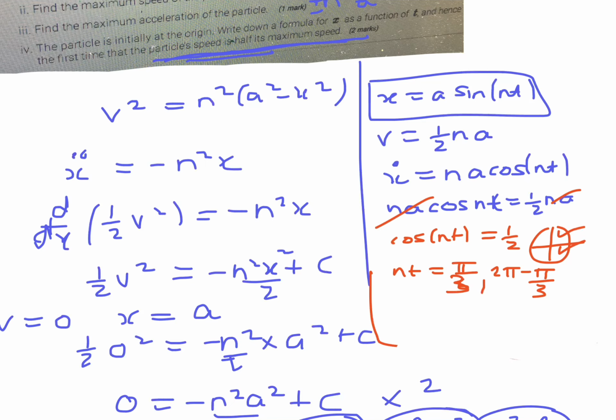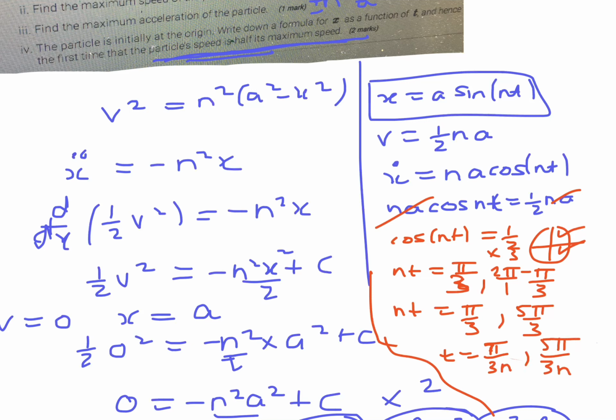Okay, so keep going with that. So that means that's pi on 3. And if you times that by 3 and 1, you get 6. 6 minus 1 is 5 pi on 3. That's what nt is. So t equals pi on 3n, 5 pi on 3n. And that would be the 2 times when it is half of its maximum speed.